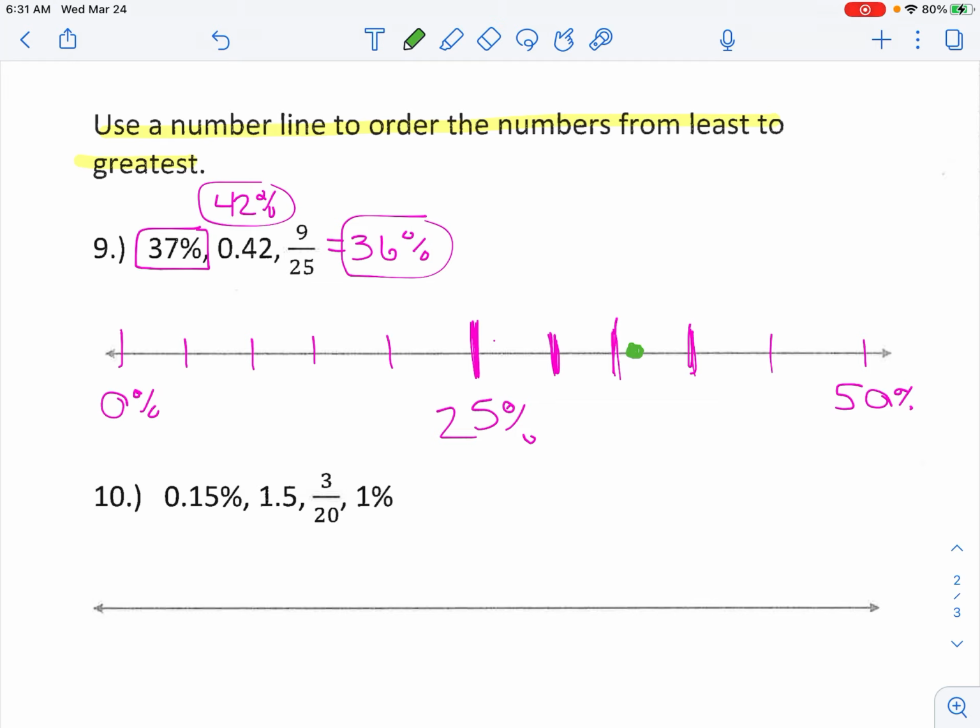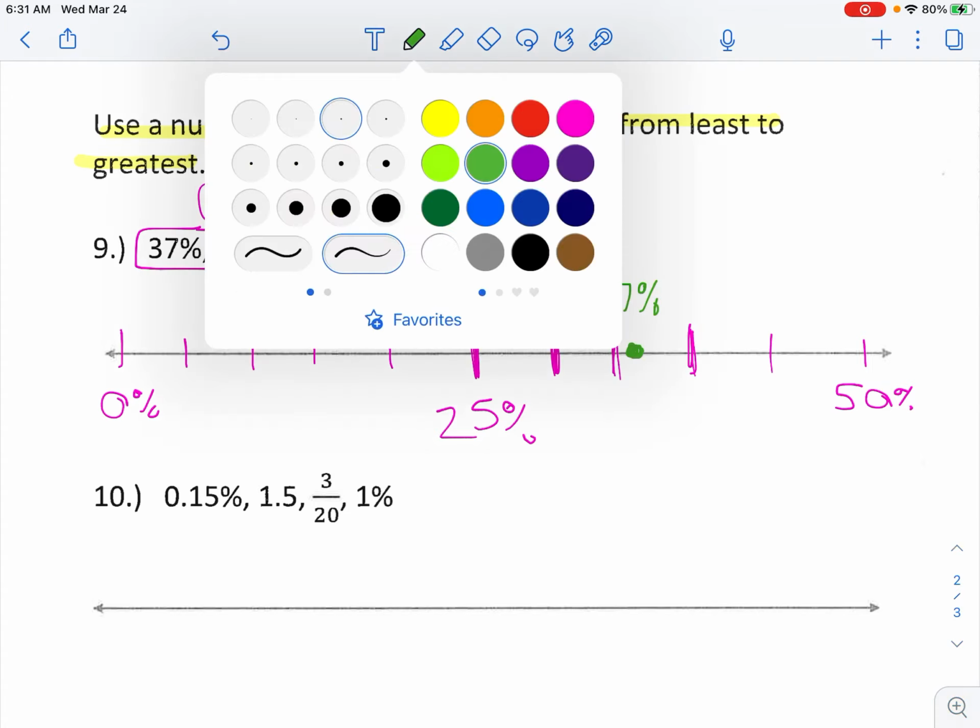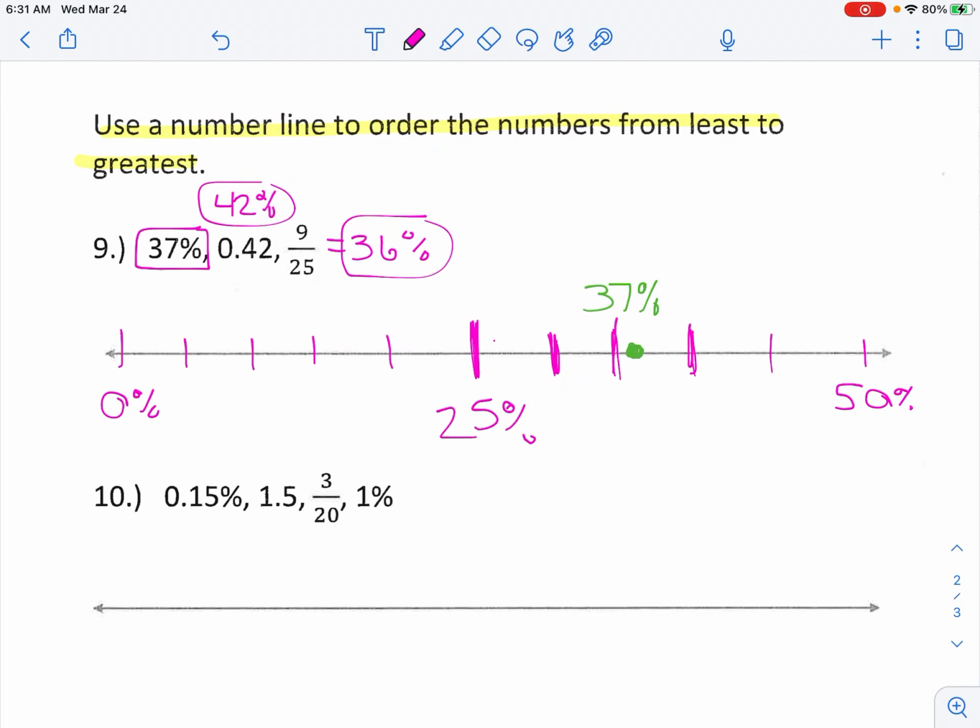When you place numbers on the number line, you're going to put a dot and the number. You cannot just have random dots all over your number line. You have to identify that dot with the number. You are going to put the original number given in the problem. So we're going to call that 37%. All right, go back to the pink.